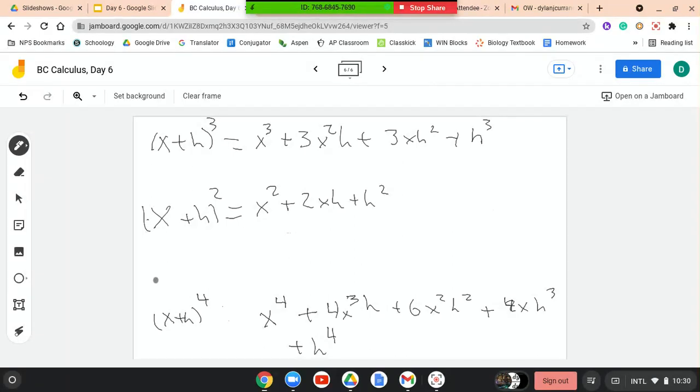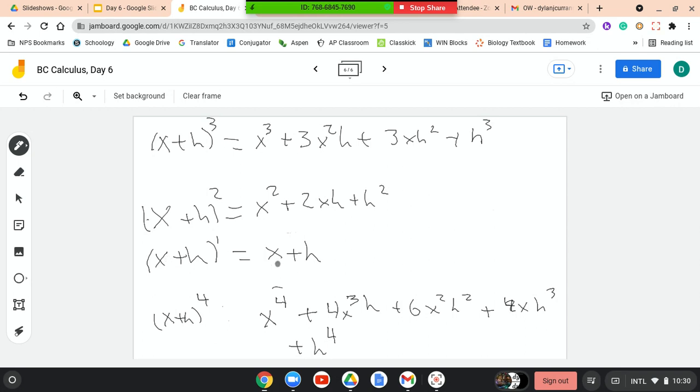All right. So, and also it's pretty easy to say that x plus h to the 1 is just x plus h. All right. So we have these three expansions here. We have x plus h to the 1, x plus h squared, x plus h cubed, x plus h to the 4th, all right? What we're trying to do here is find patterns between all of these, all right? And I'll ask you the following question to see if we can elucidate some patterns, all right?